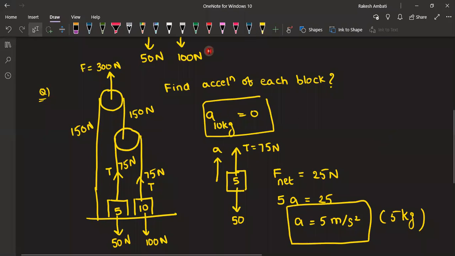Note down this question. Note down the next question.